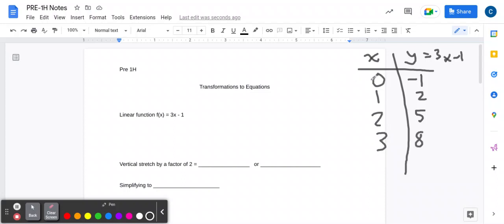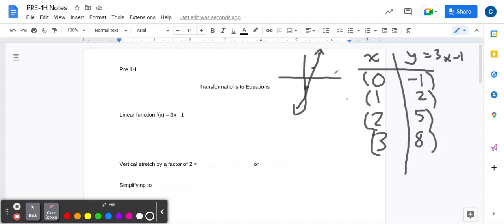Okay, so these are all points. If we were to plot this function, we'd have 0, negative 1 right there, and then 1, 2, and then 2, 5, etc., to sketch that graph. The graph's going to look like this because, as I said in the function basics video, this is a point 0, negative 1, this is a point 1, 2, this is a point 2, 5, and this is a point 3, 8. All those points make up what the graph looks like. The moral of the story here is just to make sure that we understand function basics.